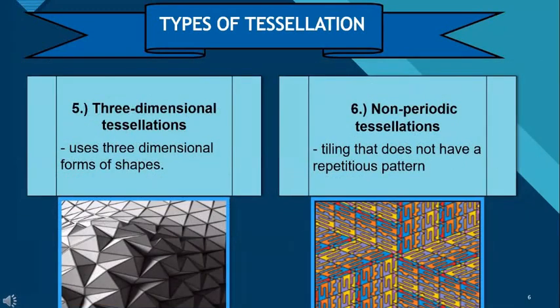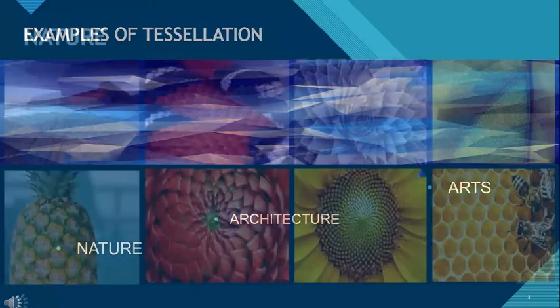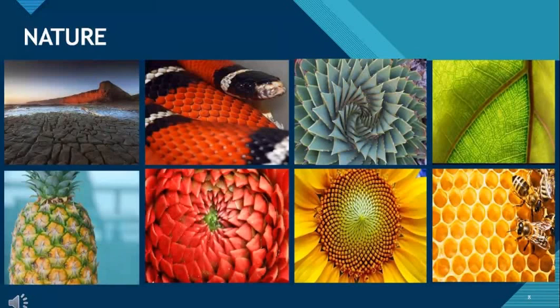The fifth type is called three-dimensional tessellations. From the word itself, it uses three-dimensional forms of shapes. And the last one is called non-periodic tessellations. It is a tessellation or tiling that does not have a repetitious pattern. Tessellation can be seen in nature, architecture, and arts. Here are some examples of tessellations in nature. The first one is cracked mud. Next is the skin of snakes, aloe vera, leaves, pineapple fruit, flower, sunflower spirals, and honeycomb.